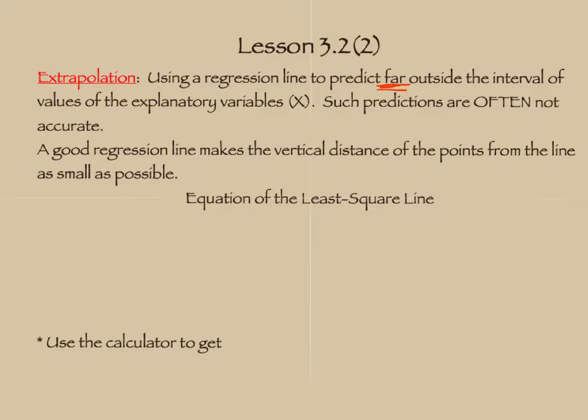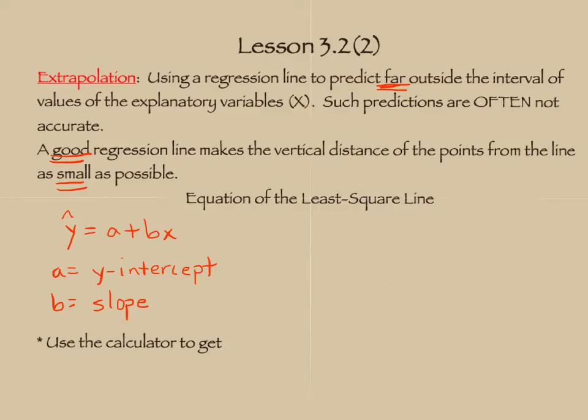Now we're going to switch to regression lines. A good regression line makes the vertical distance of the points from the line as small as possible. And how do we create an equation of a least squares line? Well, we do know from the previous notes that the slope-intercept form of a least squares line is much like our slope-intercept form in Algebra 1. It's y hat, the predicted value of y, equals a plus bx, where a is equal to your y-intercept and b is equal to your slope.